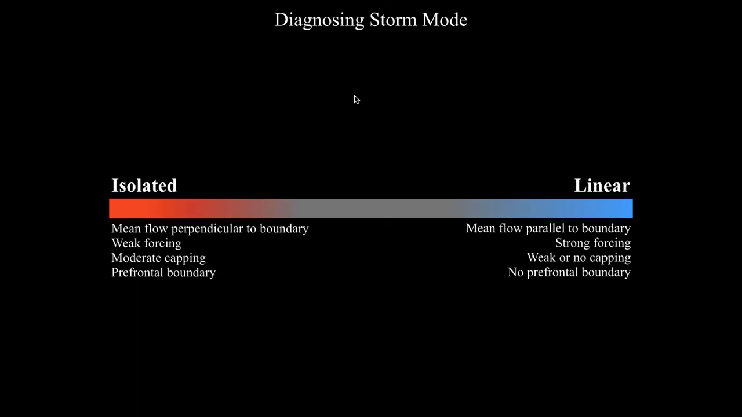But I think that's going to do it for this segment on linear versus isolated modes. And so that's going to do it for lecture 23. Hopefully you found this at least somewhat enjoyable. And that's also going to pretty much wrap up the severe weather unit. So hopefully you learned some really interesting things from that.